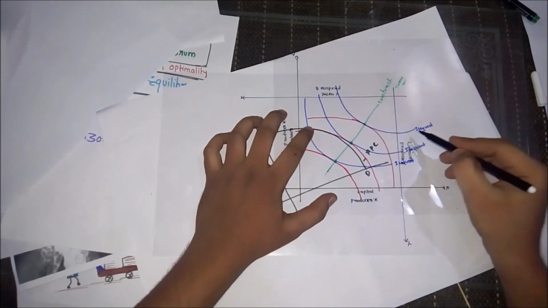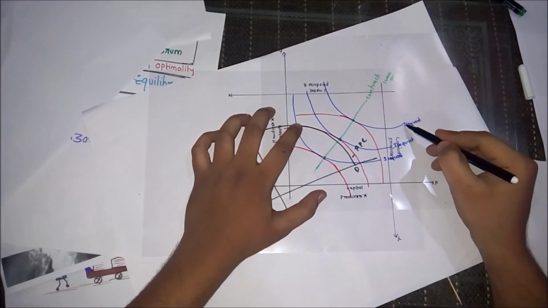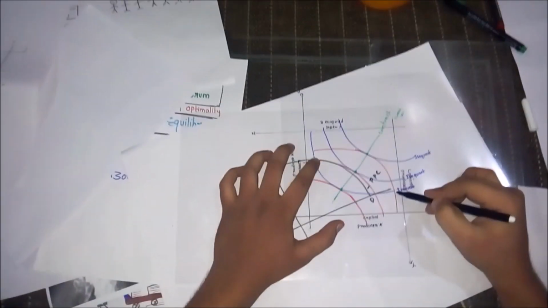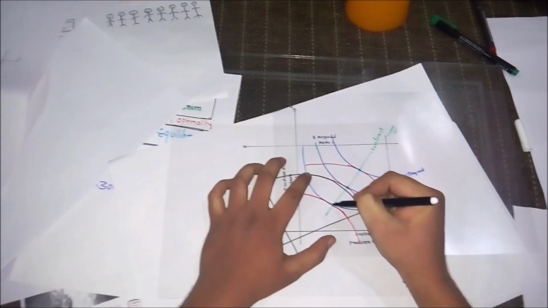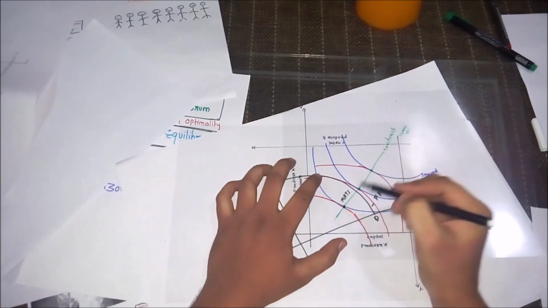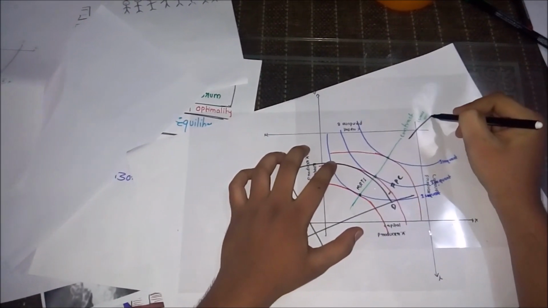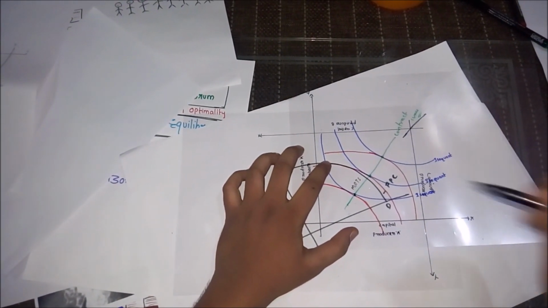Now isoquant 3 has more improvement than 2, and 2 has more improvement than 1. It means this point is known as the marginal rate of technical substitution. So we are joining the marginal rates of technical substitution to form the contract curve, and we are taking the help of the contract curve to form the production possibility curve.